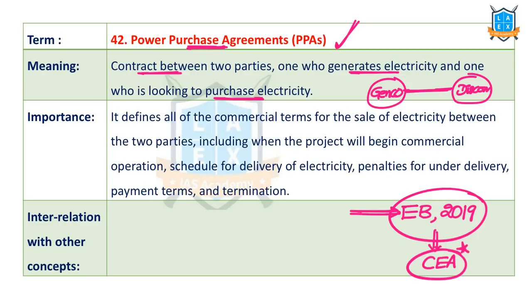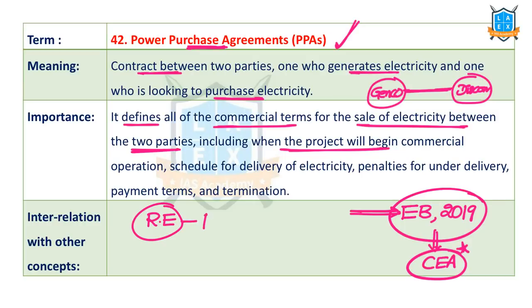Right, this power purchasing agreement defines all the commercial terms for the sale of electricity between two parties, including when the project begins at the commercial scale. And for renewable energy like wind and solar, power purchasing agreements are mandatory for the local distribution companies. They need to buy the power from these renewable energy companies.